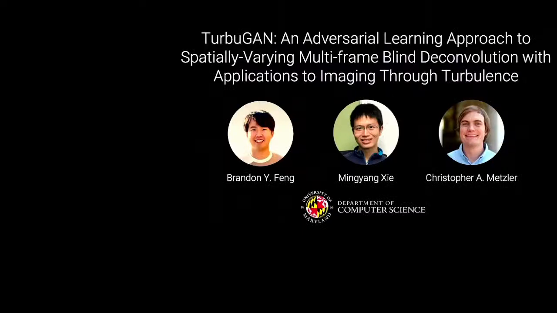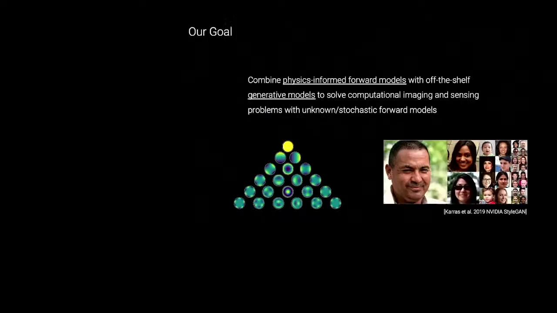Hi, my name is Renoise. I'm happy to present our work Tourbillon, an adversarial learning approach to spatially varying multi-frame blind deconvolution with applications to imaging through turbulence. Our goal is to leverage the power of generative models to tackle stochastic forward models.